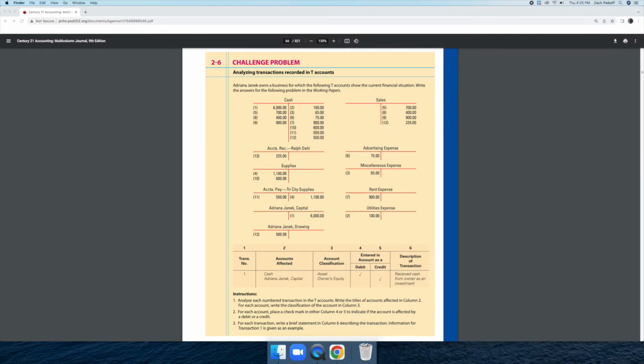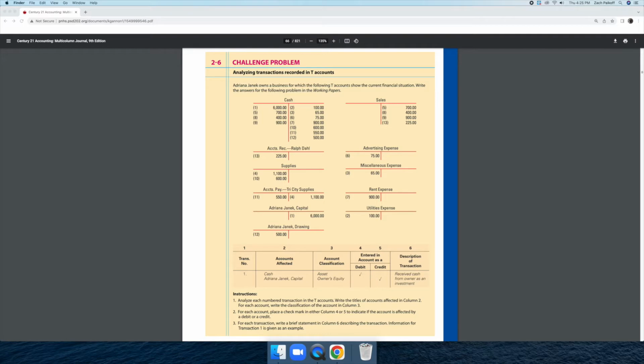Okay, so as I had stated before, I'm going to be going over the 2-6 challenge problem. In this challenge problem, we will be analyzing transactions recorded in T accounts. The instructions say, Adriana Janik owns a business for which the following T accounts show the current financial situation. Write the answers for the following problem in the working papers.